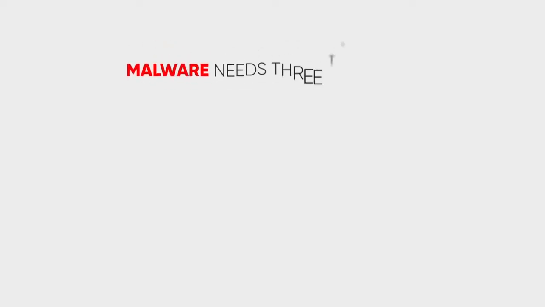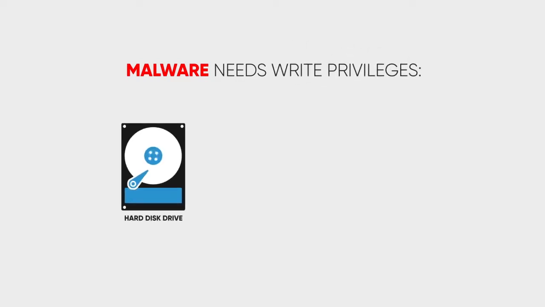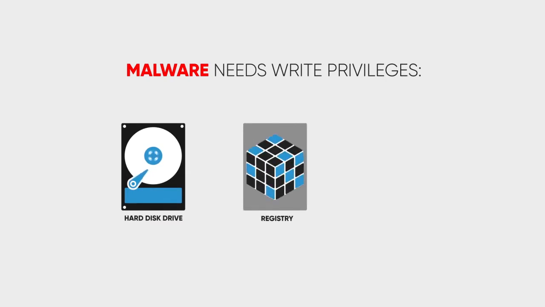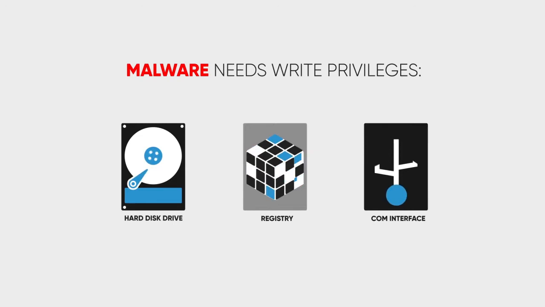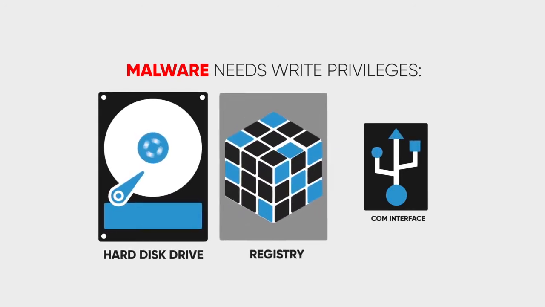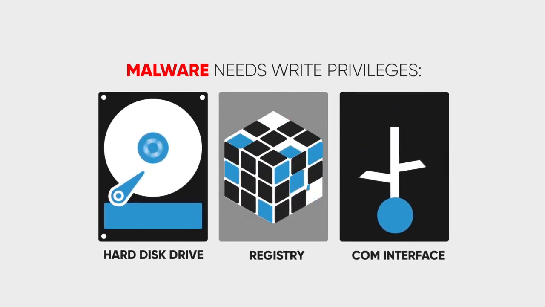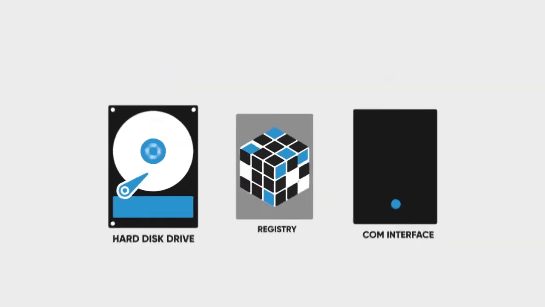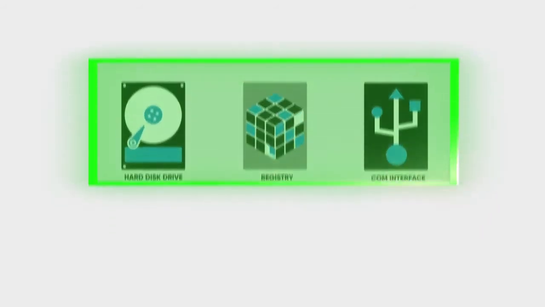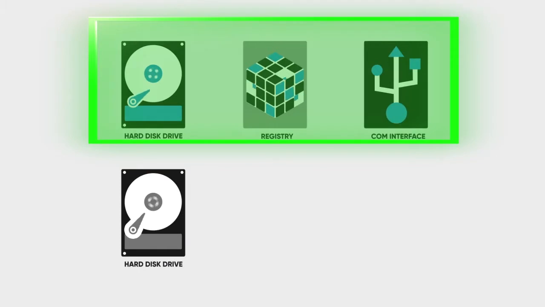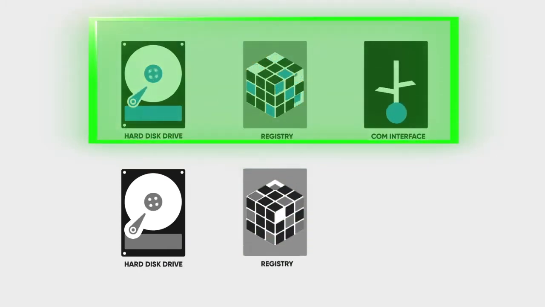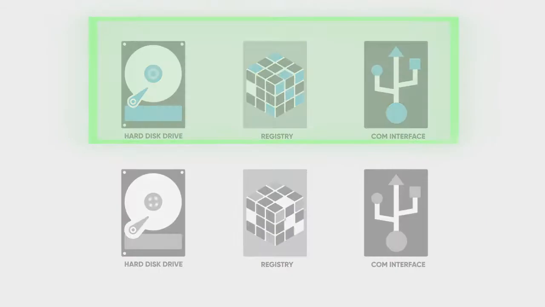Malware needs three things in the main. It needs a write privilege to your hard drive. It needs a write privilege to your registry. It needs a write privilege to your COM interface. These are the main areas where malware needs access for it to survive, for it to infect, for it to cause damage. Here is how we solve that problem. We virtualize the hard drive. We virtualize the registry. We virtualize the COM interface.